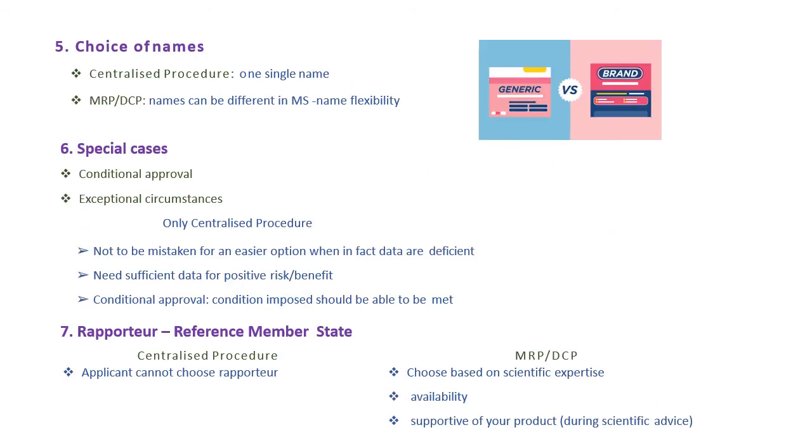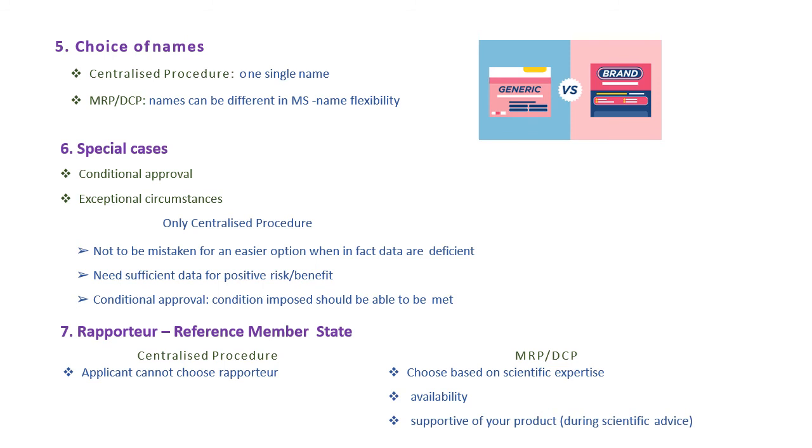The fifth strategy would be the flexibility in naming your product. In the centralized procedure, you can only have one name. But if you want flexibility in naming your product, you need to go for mutual recognition or decentralized procedure, where you can have different names in different member states.